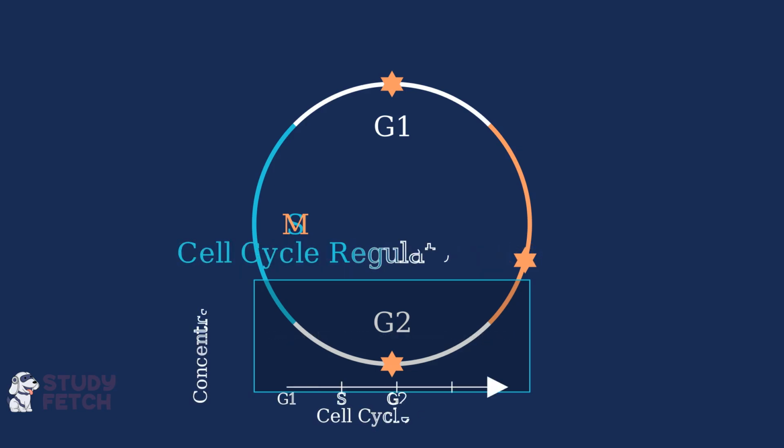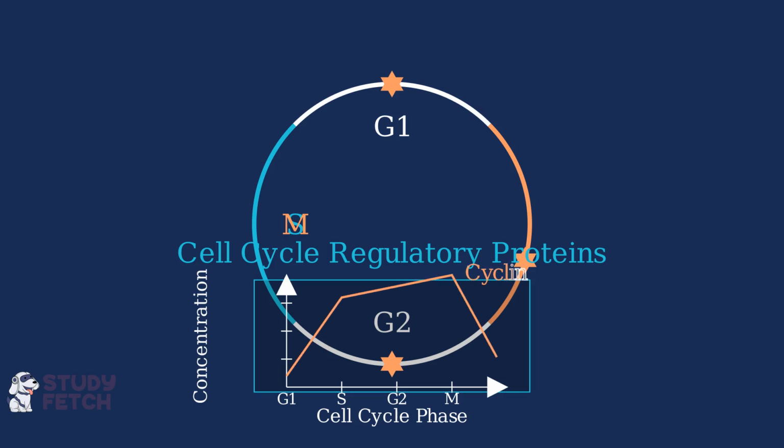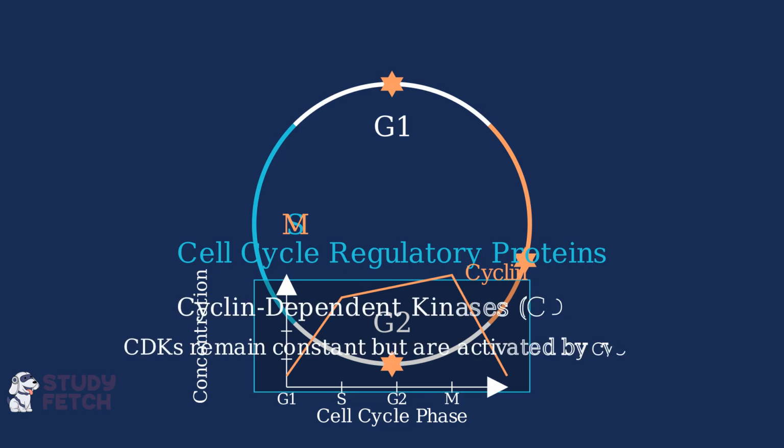Key regulatory proteins called cyclins and cyclin-dependent kinases act as molecular switches controlling progression through the cell cycle. Cyclin concentrations rise and fall throughout the cell cycle, triggering progression through different phases. While cyclin levels fluctuate, cyclin-dependent kinases, or CDKs, remain at constant levels. When cyclins bind to CDKs, they activate these enzymes, which then phosphorylate target proteins to advance the cell cycle.